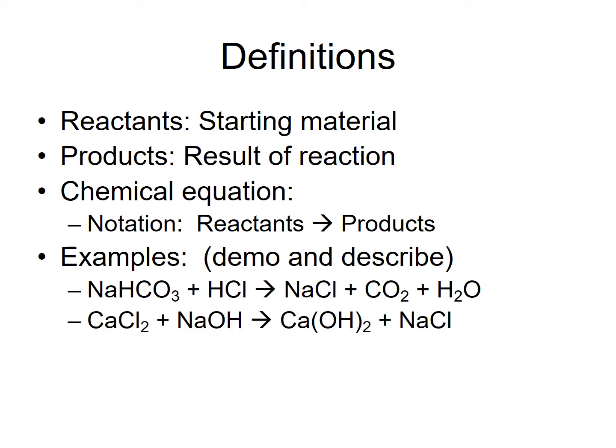Another example here is calcium chloride. So I have a solution that has this calcium chloride. I have another solution with this ionic compound, sodium hydroxide. And when they come together, they produce an insoluble solid, calcium hydroxide. And I see precipitate forming. I also produce sodium chloride, which is in solution, and so I don't see anything apparent from that.